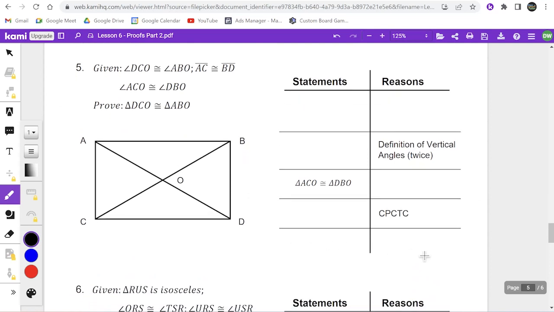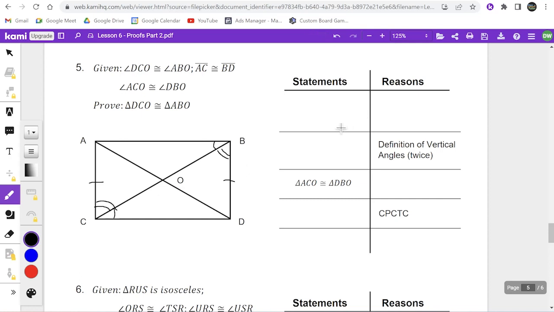Number 5. Given DCO is congruent to ABO, let me mark that. DCO, that angle right there, is congruent to ABO. That's this angle right here. Then I say that side AC is congruent to BD. So AC, BD, right there. And then I say angle ACO, right there, is congruent to DBO. DBO, that's this one right here. Okay, so that's all we know right now. And I have a feeling we're going to be doing a lot of stuff coming up.